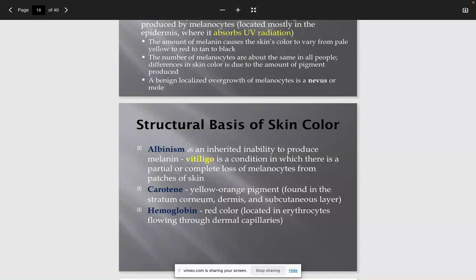Have you guys ever seen the babies that look yellow or orange? It's because they ate too many carrots, right? And carrots contain something called keratin. Keratin is a yellow-orange pigment. It's found in the stratum corneum, dermis, and subcutaneous layer.